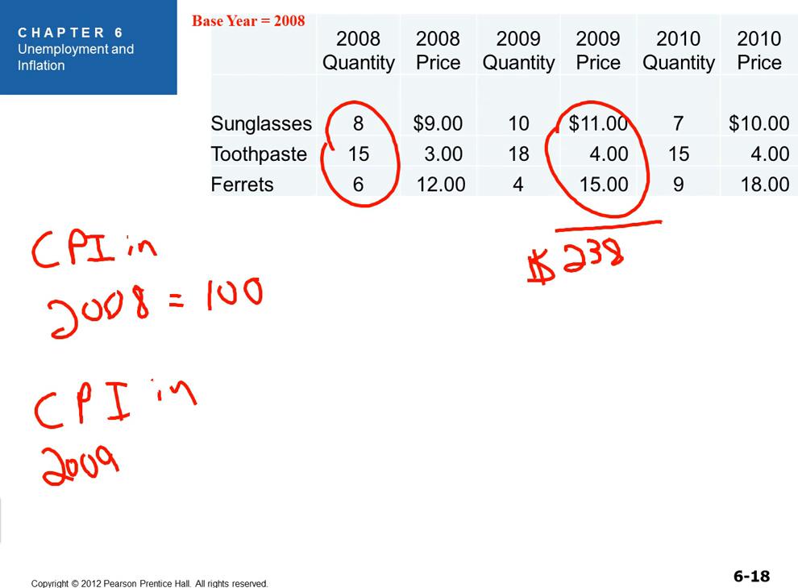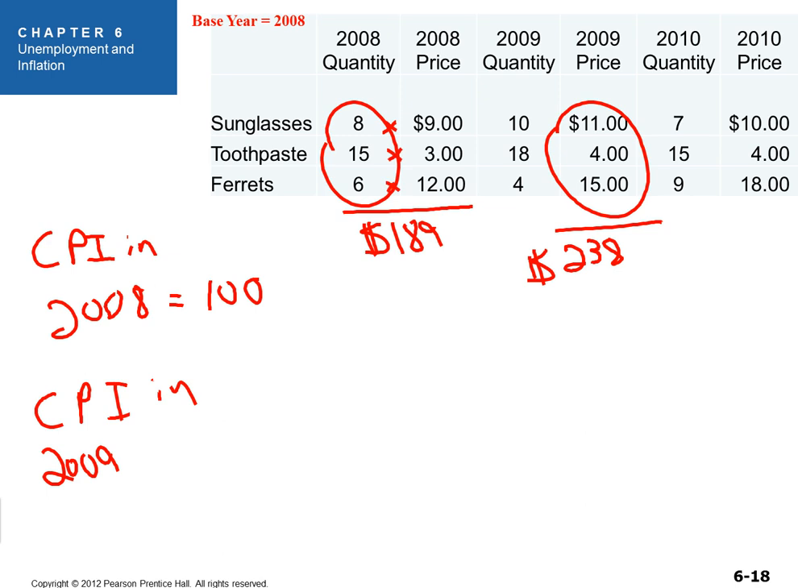I'll let you do the math on your own. That's just 8 times 11, plus 15 times 4, plus 6 times 15. Now, if we want to figure out the actual CPI, what we have to do is find out what the cost would be in 2008 for those 2008 purchases. And it comes out to be $189. Now, 8 times 9 plus 15 times 3 plus 6 times 12 is 189.